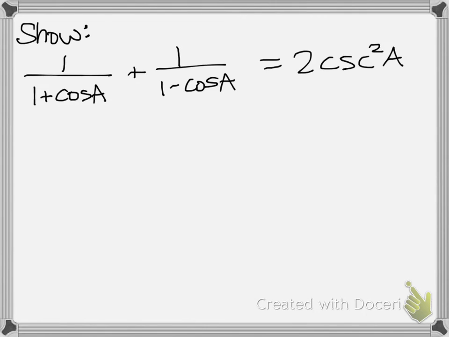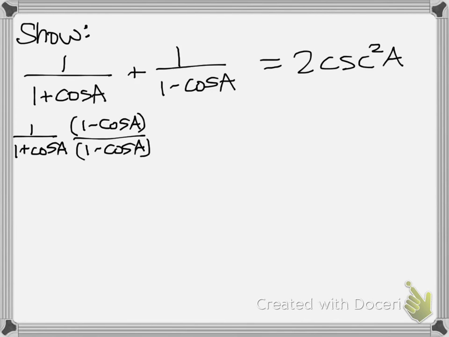Okay, the next problem is 1 over 1 plus cosine A plus 1 over 1 minus cosine A equals 2 cosecant A. So we've got cosines turning into cosecants, so we have to figure out what on earth we can do. I do have a fractions, so I'm probably going to want to get a common denominator at some point. So I think that's where we'll start. We will start with 1 over 1 plus cosine A. We'll multiply it by 1 minus cosine A over 1 minus cosine A.